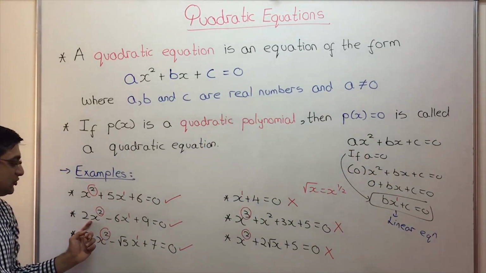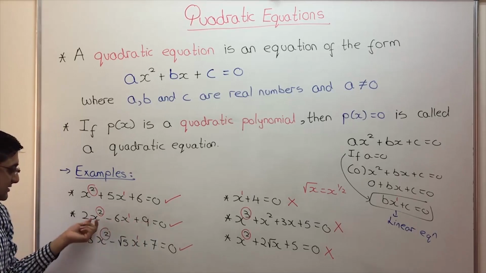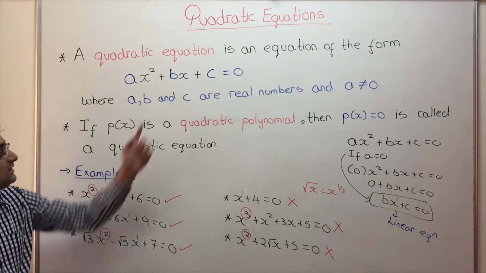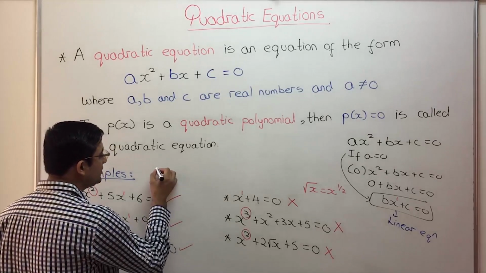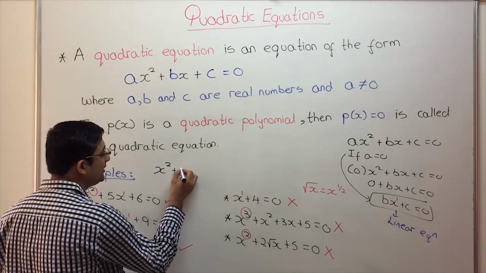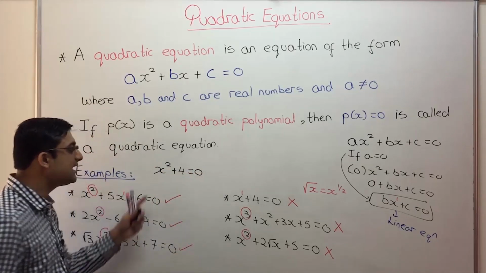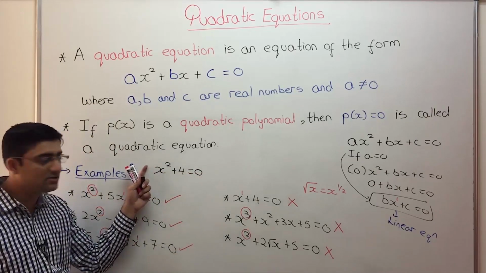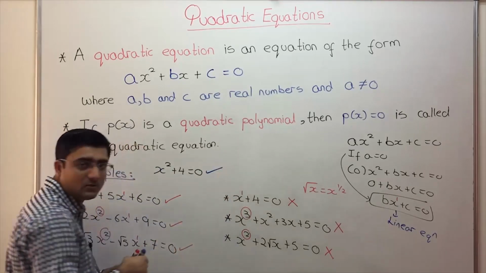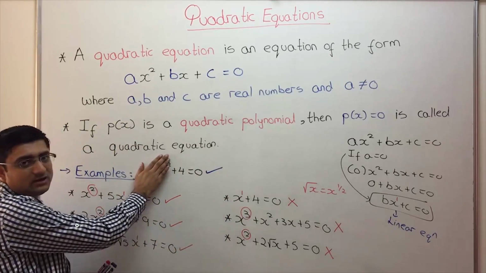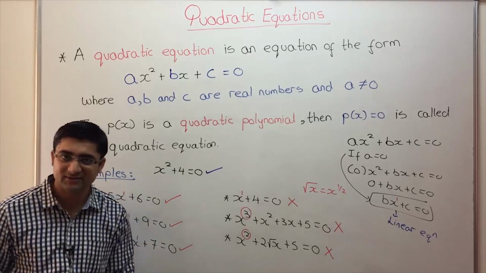As you can see over here, 2x square minus 6x plus 9 is equal to 0. See, highest power of x is 2. See, b can be 0, c can be 0. What I mean is, if I give you an equation like this, x square plus 4 is equal to 0. See, as you can see, the coefficient of x square is not 0, but there is no x term. This is a quadratic equation, right? This is a quadratic equation. But if I remove the x square term, it will no longer be a quadratic equation, right?